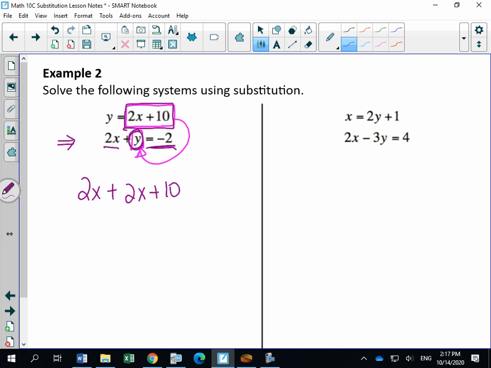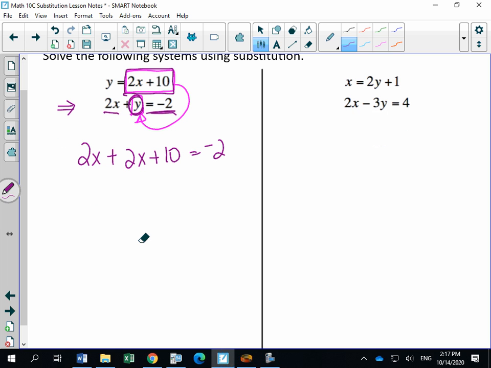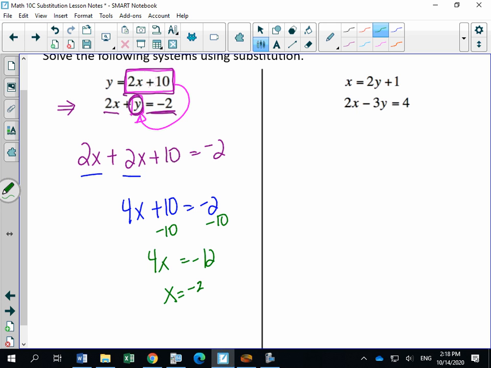is equal to negative 2. We are now looking and we're solving for x's. So combine your like terms, and your like terms are these x's. 4x plus 10 is equal to negative 2. And let's solve for x. So get rid of that 10. 4x is equal to negative 12. Divide both sides by 4. X is equal to negative 3. So that's what our x is.